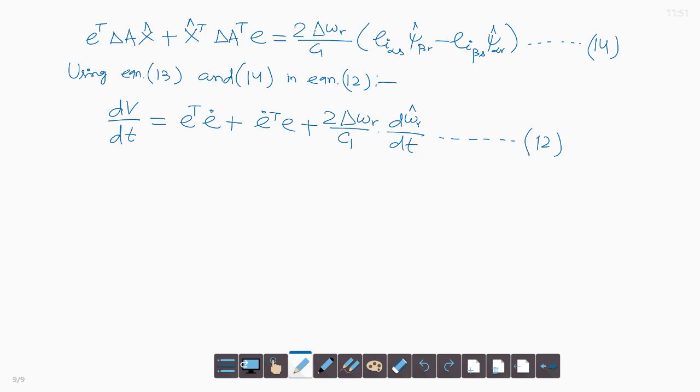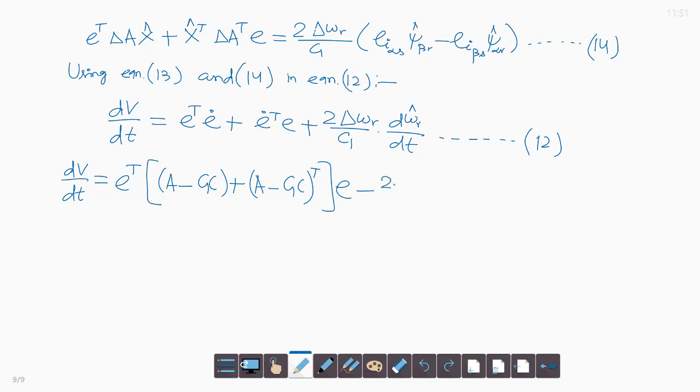So, using 13 and 14 in 12, we have dV by dt equals to, from 13 we have first term is E transpose whole into A minus GC plus A minus GC transpose whole post multiplied with E, then using 14 it is minus 2 into delta omega r by C1 into EI alpha s into psi beta r hat minus EI beta s into psi alpha r hat from 14, and last term is 2 into delta omega r by C1 into d omega r hat by dt. This is equation number 15.